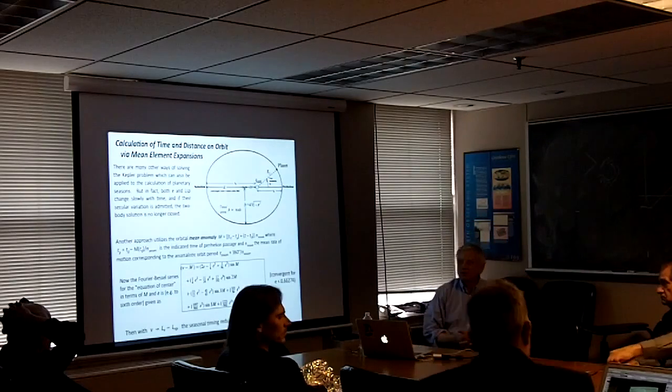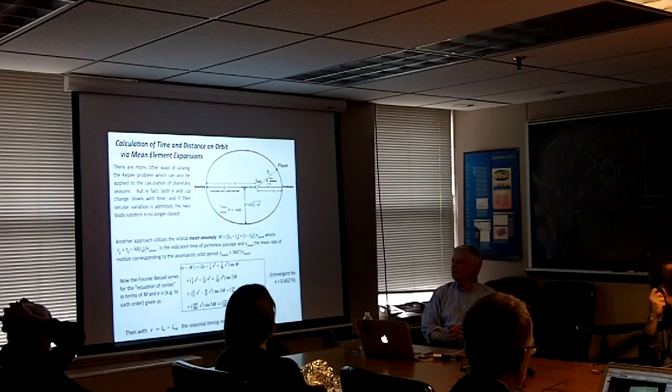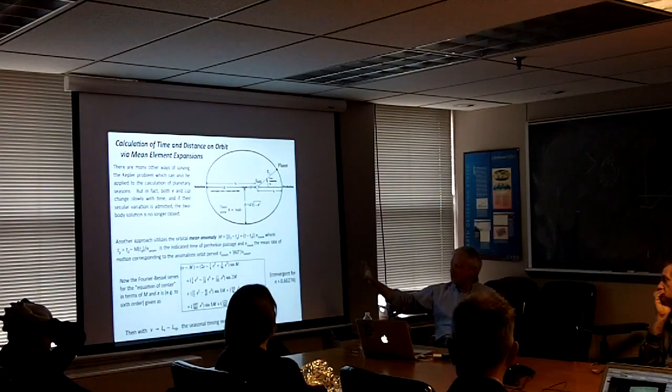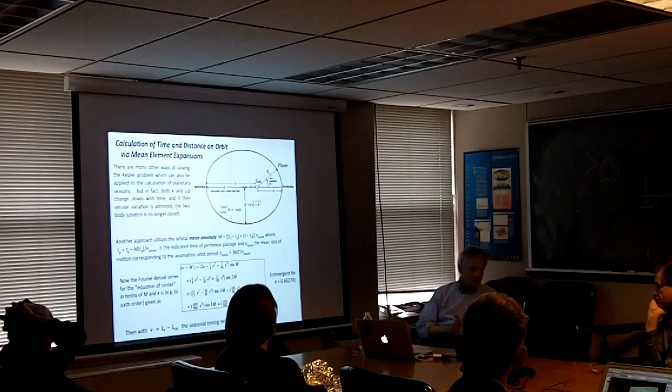But what I would say about this is that mean elements provide a ready means of incorporating time variations associated with precession, albeit in an approximate way via these series expansions, but in a way that can actually be more accurate than the exact solution to the two-body problem.